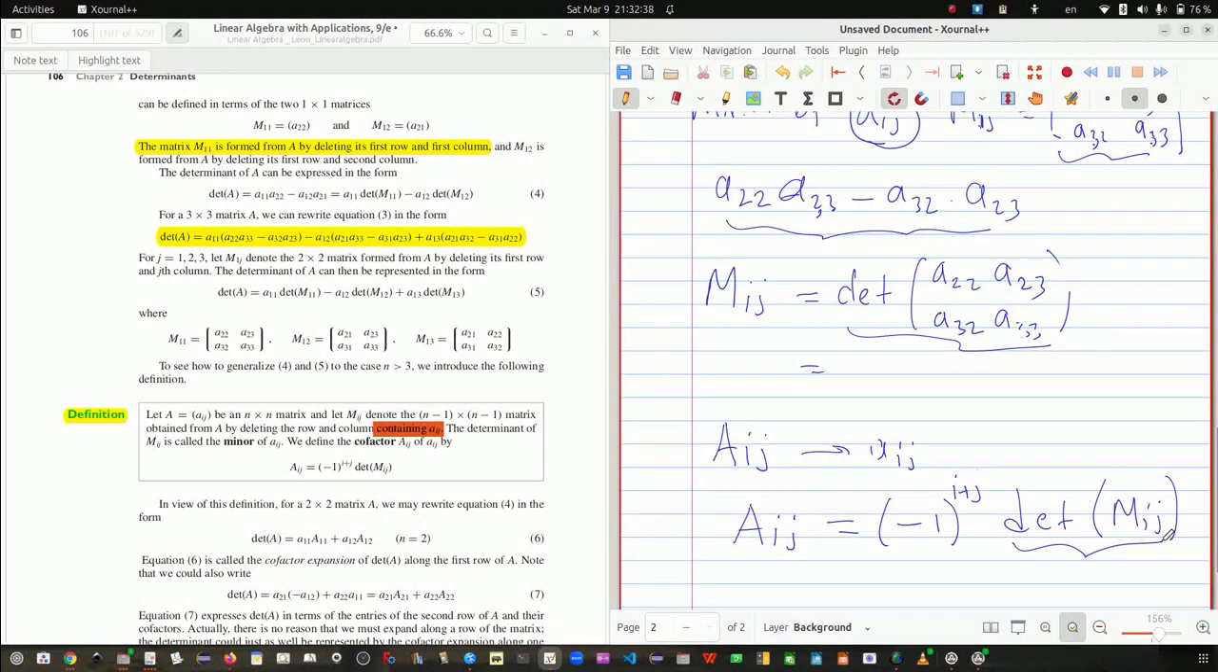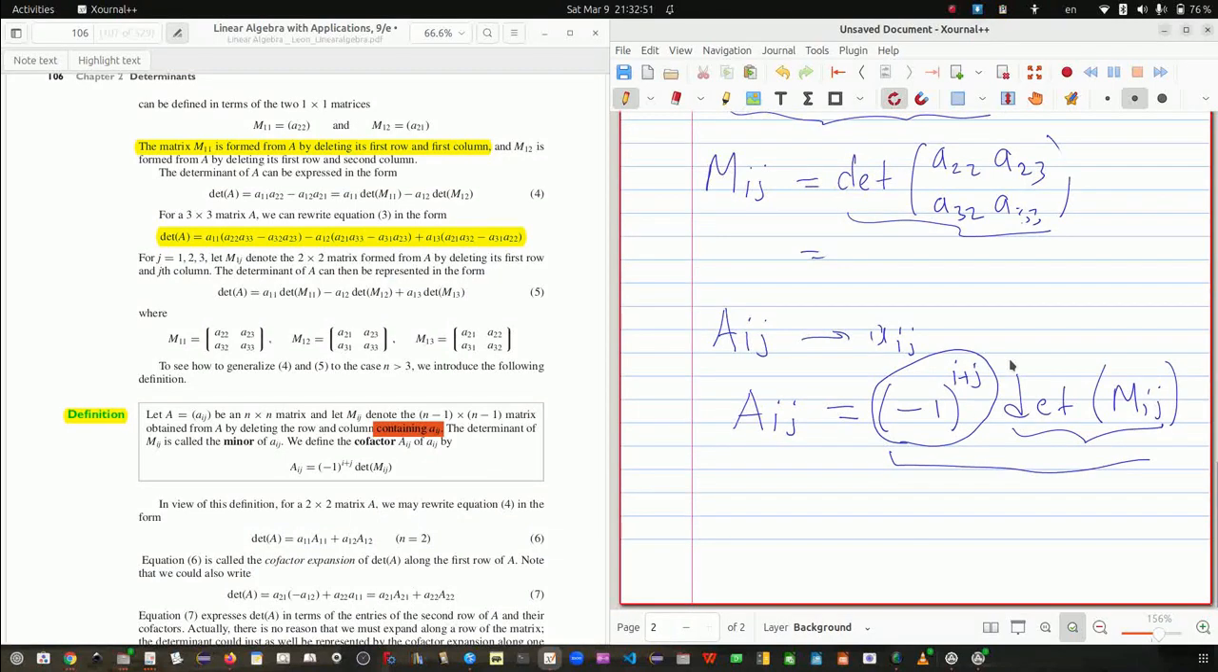Determinant of Mij, we talk about it. Just multiplying a certain number, bringing the sign to it, makes it a cofactor. And this cofactor belongs to a location. In this case, it's ij, generic. So if it was 1, 1, let's go to the next page.